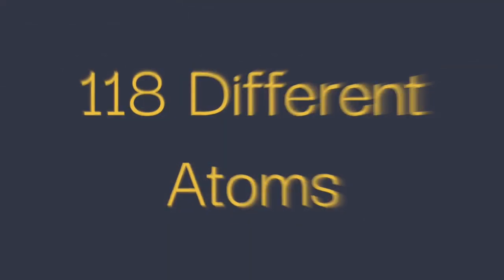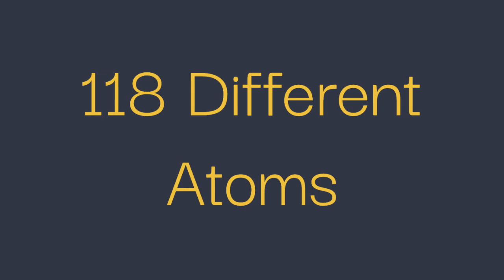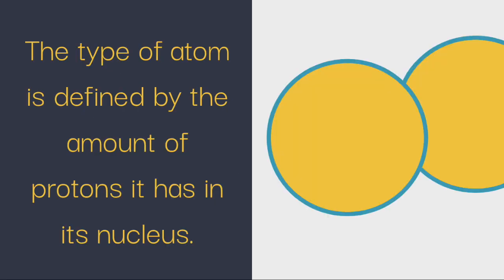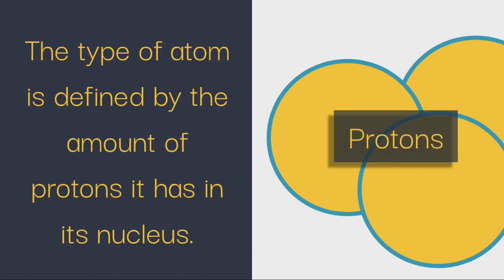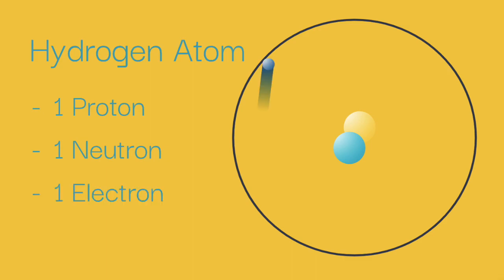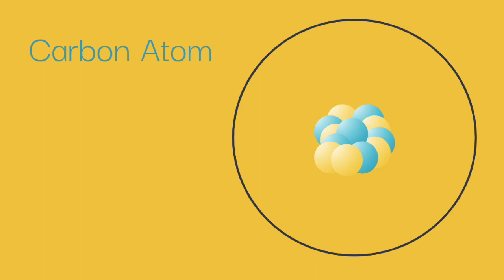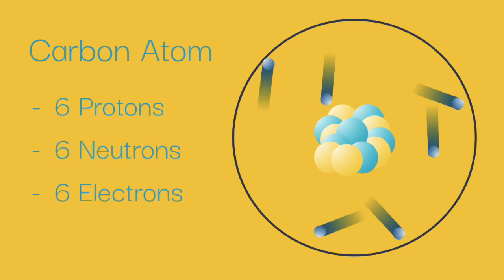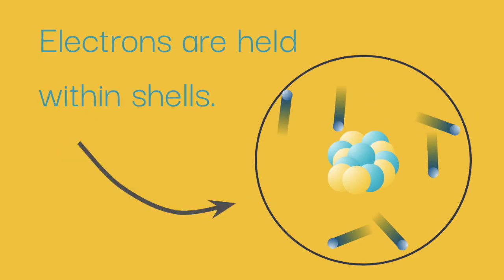There are numerous types of atoms, 118 in fact. The type of atom is defined by the amount of protons it has in its nucleus. For example, hydrogen is the simplest atom, having only one proton, usually accompanied by a single electron. Another commonly found element is carbon. It has 6 protons and 6 electrons. These electrons are held within what scientists call shells.